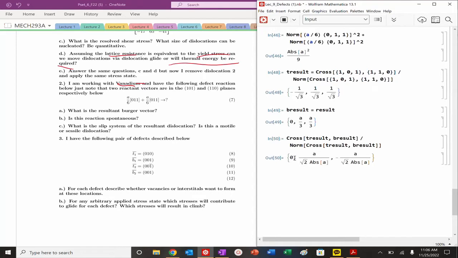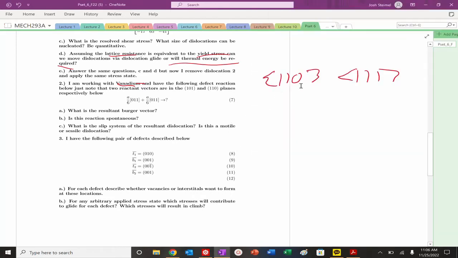So it is a 0, basically 1 minus 1 plane. So we are actually in the kind of closest packed directions, but we are not. So this is not a slip system.